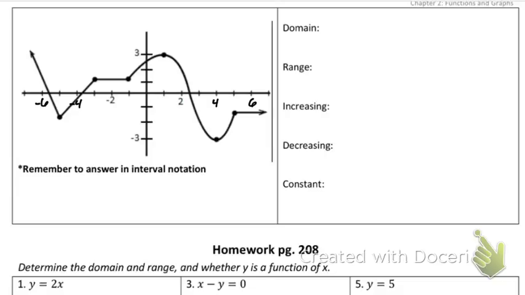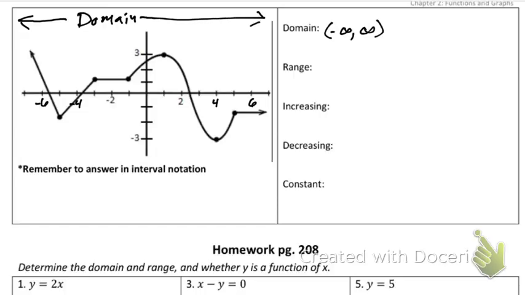All right, first thing, domain. What is the domain of this function? Luke. Negative infinity to positive infinity. It is negative infinity to positive infinity because this goes all the way left forever, and it goes forever that direction as well. So our domain is negative infinity to infinity.